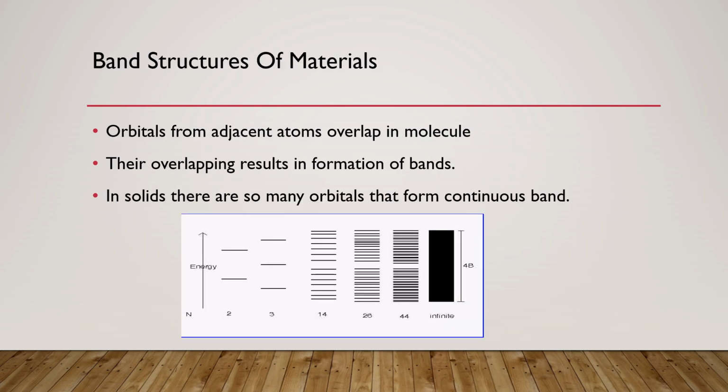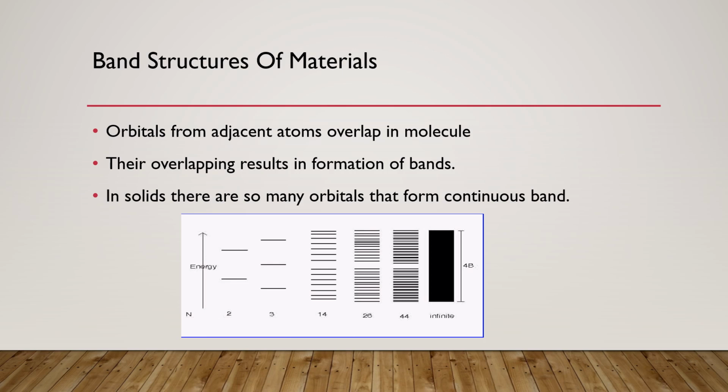Next is band structures of material. Orbitals from adjacent atoms overlap in a molecule, and their overlapping results in the formation of bands. In a solid, there are so many orbitals that overlap, and they form a continuous band. In the figure, you can see only two atoms of a molecule. On the left side of the figure, only two orbitals are given, which means that only two atoms are present in a molecule.